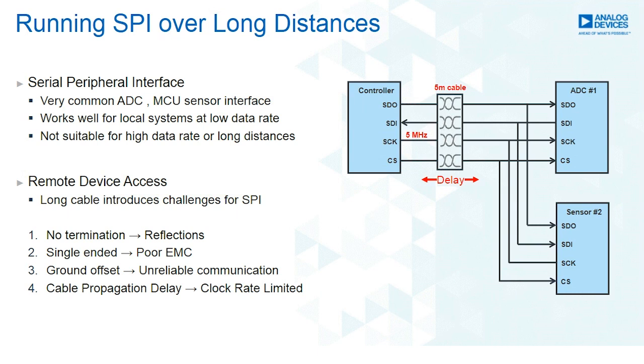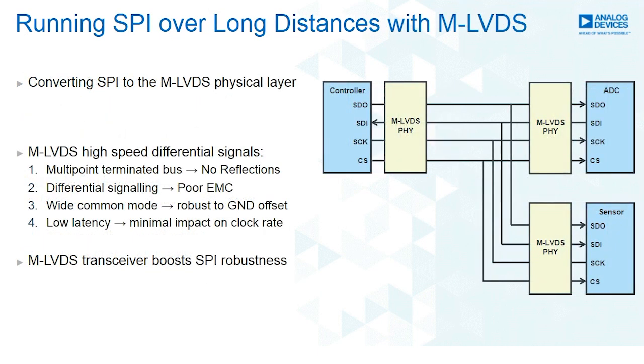A simple solution to these issues with SPI is to convert from single-ended SPI to the M-LVDS physical layer. By adding an M-LVDS transceiver to both controller and remote devices, the communication link now becomes a multi-point bus. This bus is correctly terminated, which eliminates all the reflections. The differential nature of M-LVDS is inherently better for EMC.